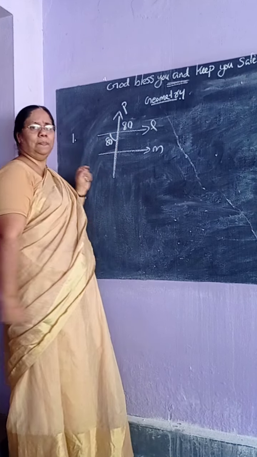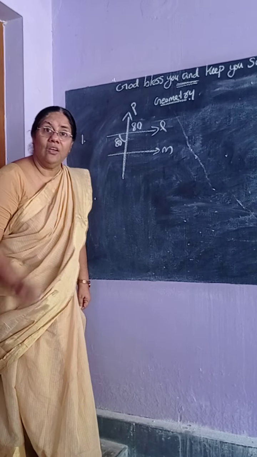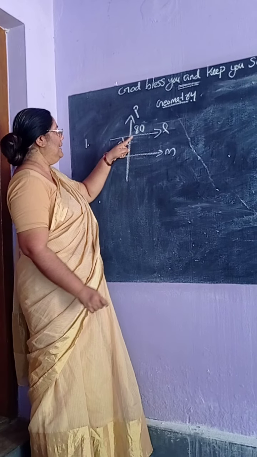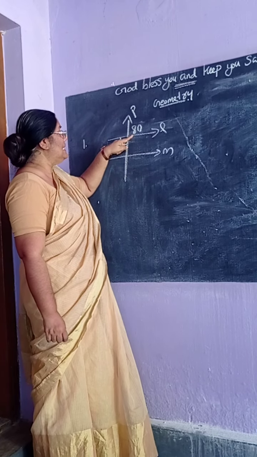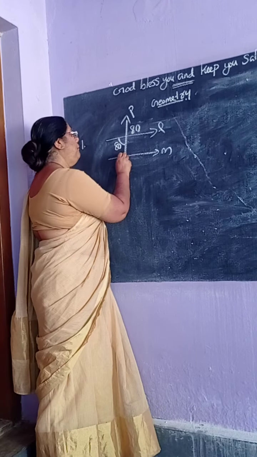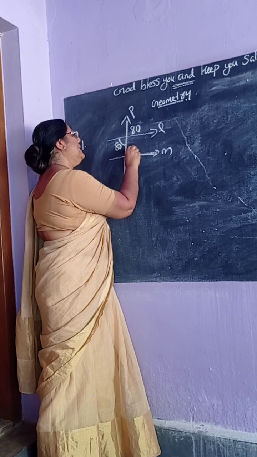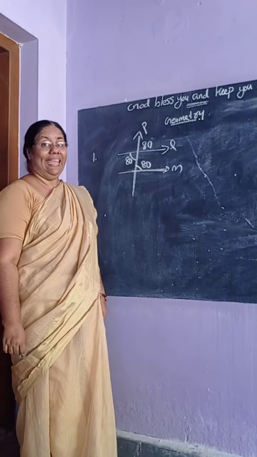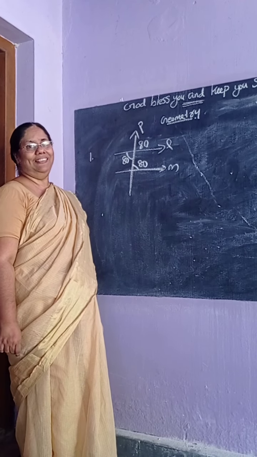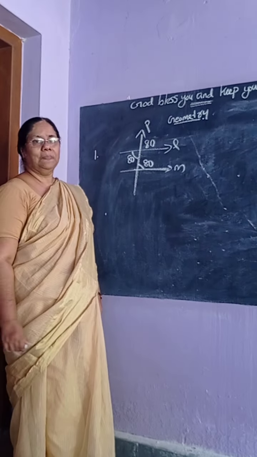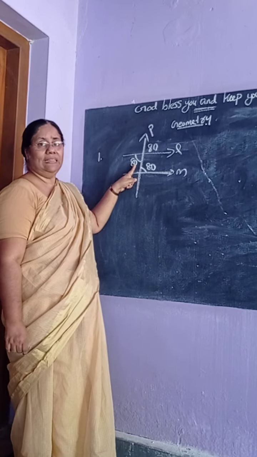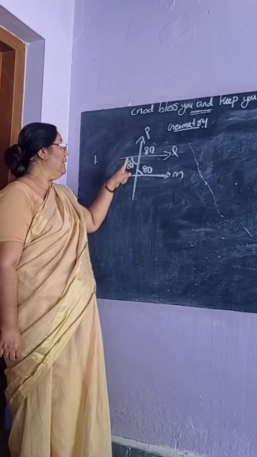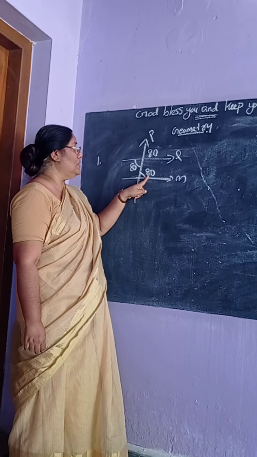80, isn't it? What's the reason? Vertically opposite angles are equal. Then the angle just above the parallel lines is also 80. Can you say what's the reason? They are corresponding angles. One is this 80. The reason is vertically opposite angles are equal. Then this is 80 means this is also 80.